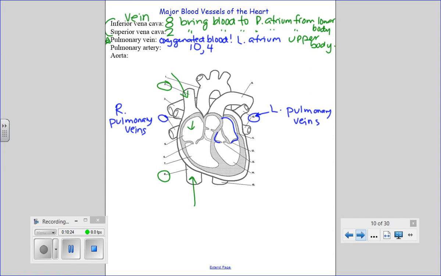Does anyone want to ask any questions about veins so far? I'll just make a note here that the vena cava has deoxygenated blood.